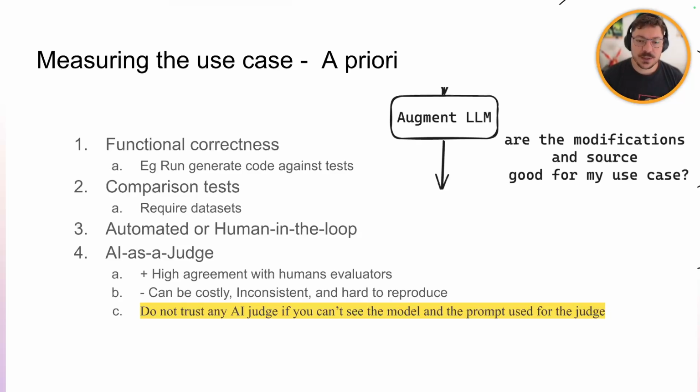And the author also puts a very important warning, which is to not trust any AI judge if you can't see the model and the prompt used for the judge, because you need to have control over the evaluation for your use case. Otherwise, you cannot know what will be your action. So like I said, if the score drops or improves, you don't know if it's because the model actually improved or if it's because the judge changed its behavior. So it's pretty important to be consistent with that.